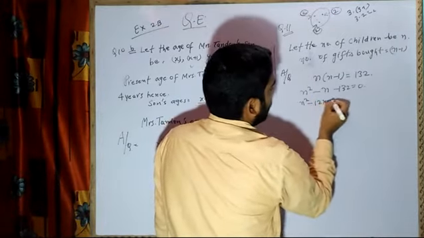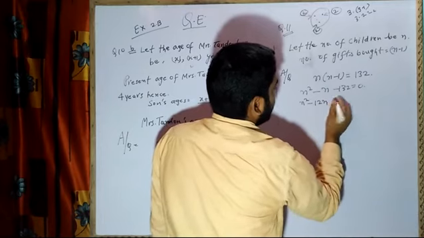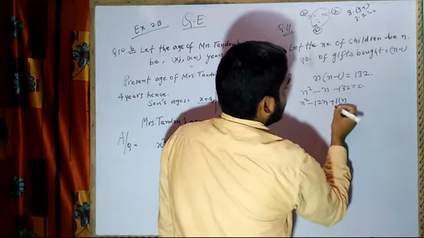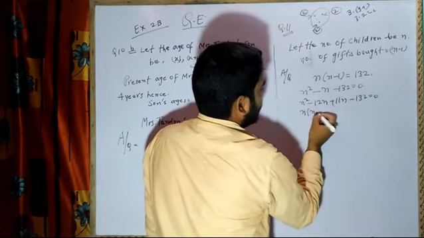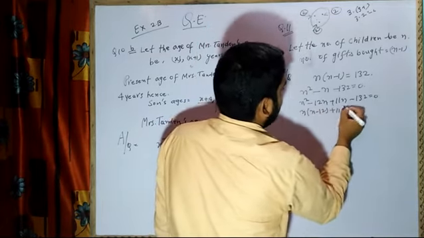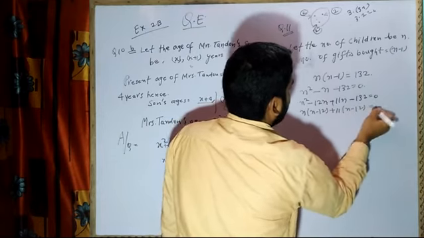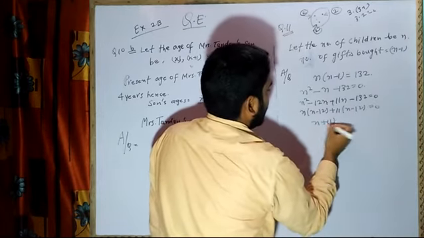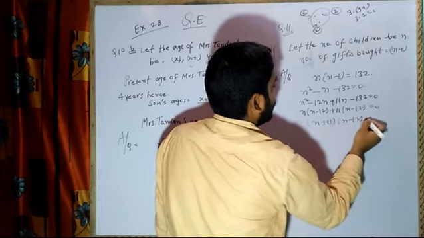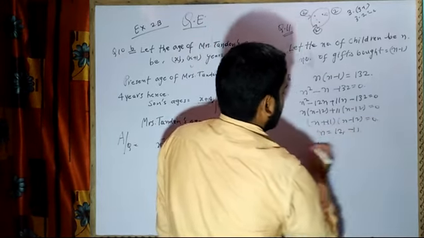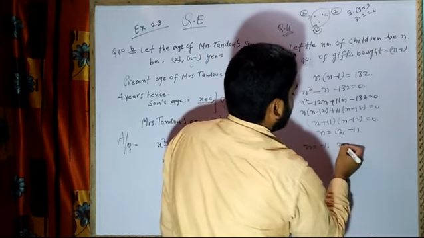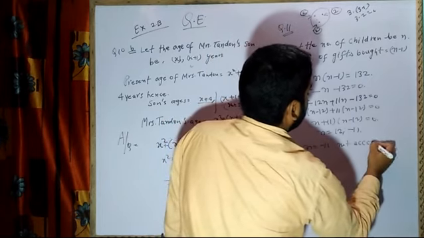So minus 12n, plus 11n, minus 132 is equal to 0. So n into n minus 12 plus 11 into n minus 12 equal to 0. n plus 11 into n minus 12 equal to 0. So n is equal to 12 and minus 11. n equal to minus 11 not accepted.